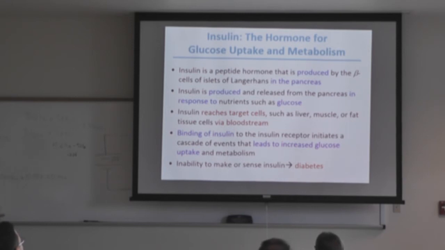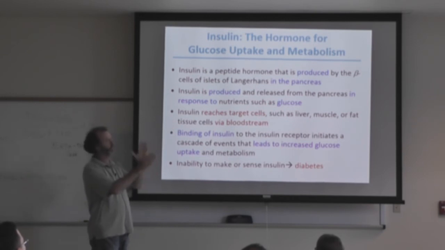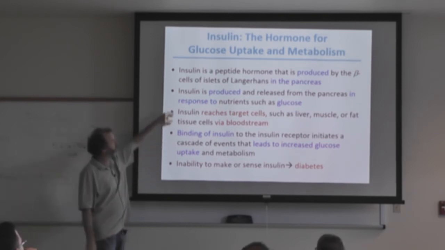So it's the hormone for glucose uptake and metabolism. It's a peptide hormone. We all know that. It's made as a pre-pro insulin. A little piece gets cleaved off, and then two other pieces are cleaved off to make the active form of the hormone, held together by disulfide bonds.